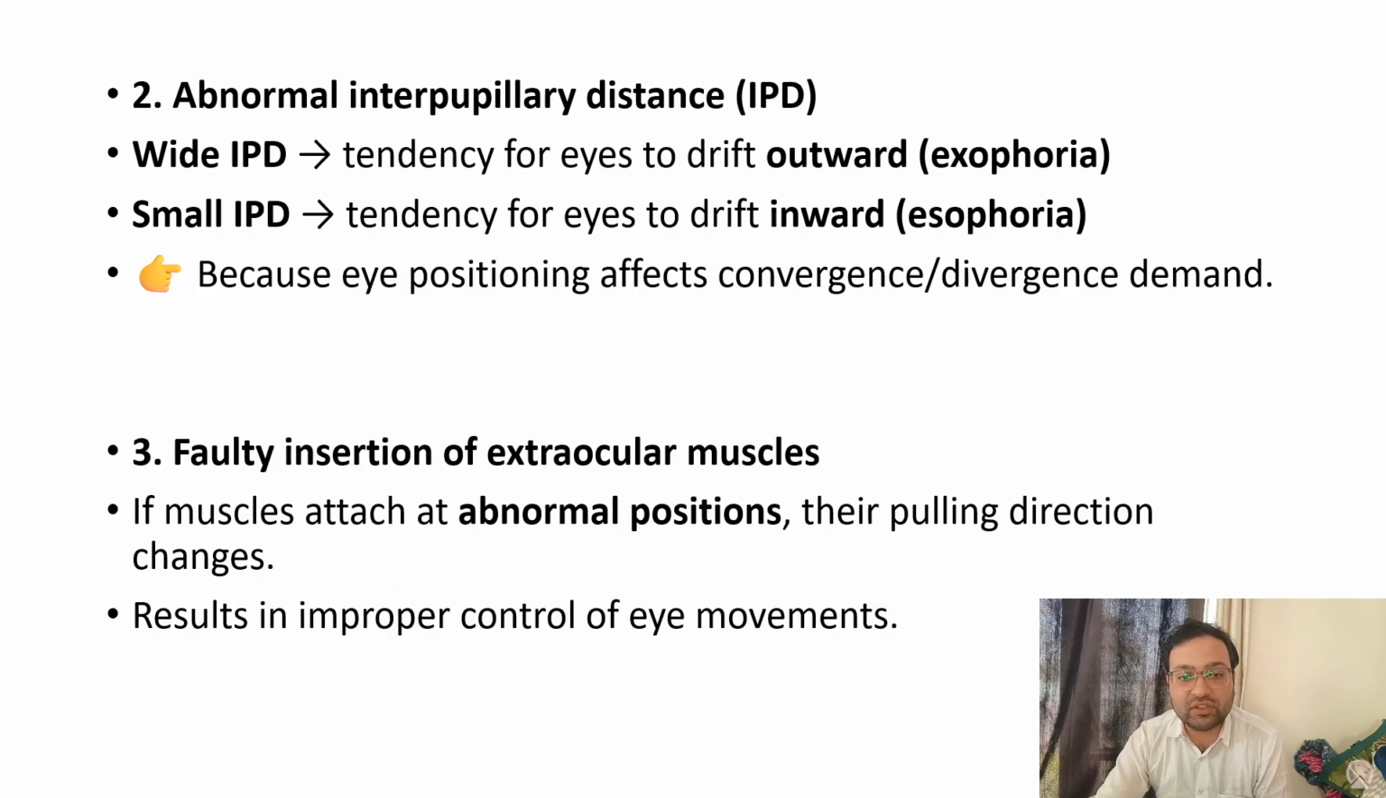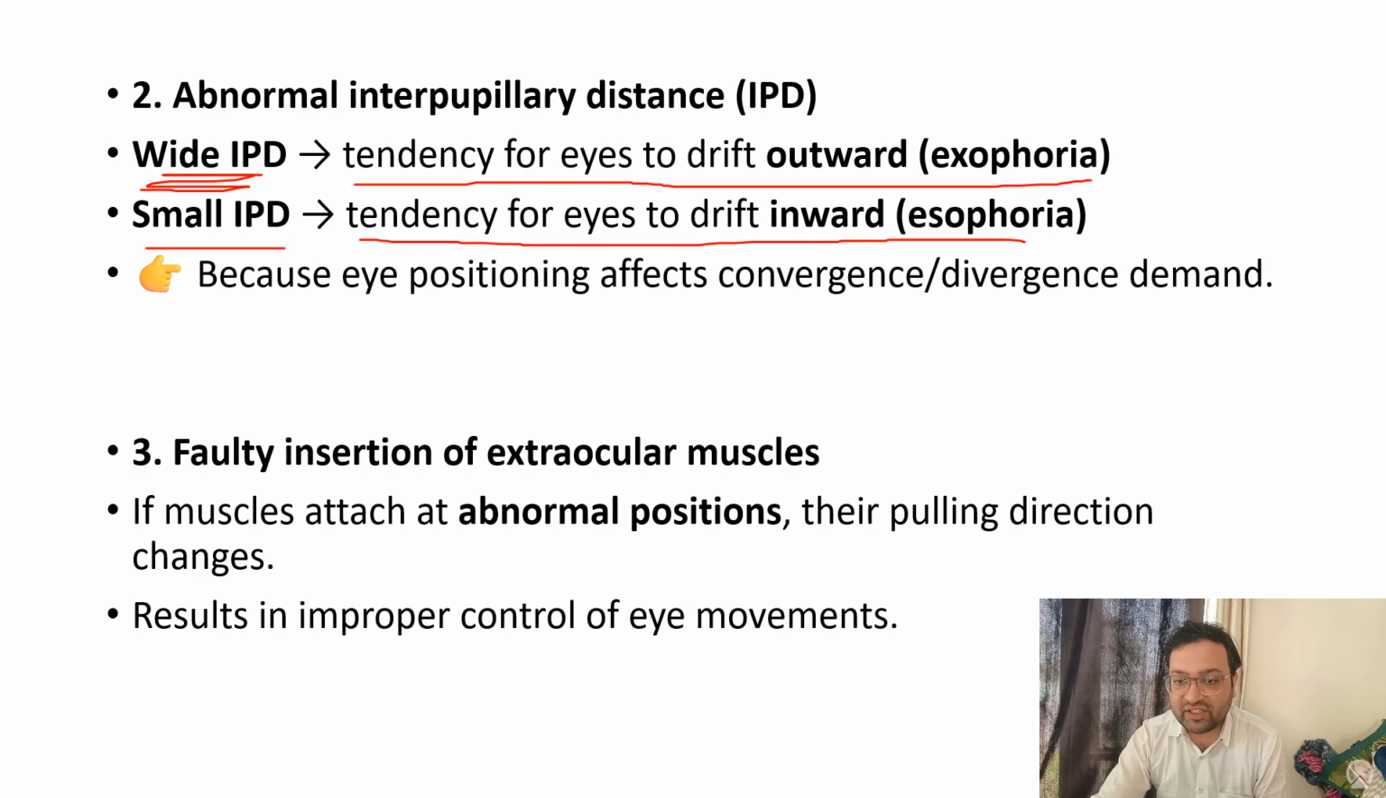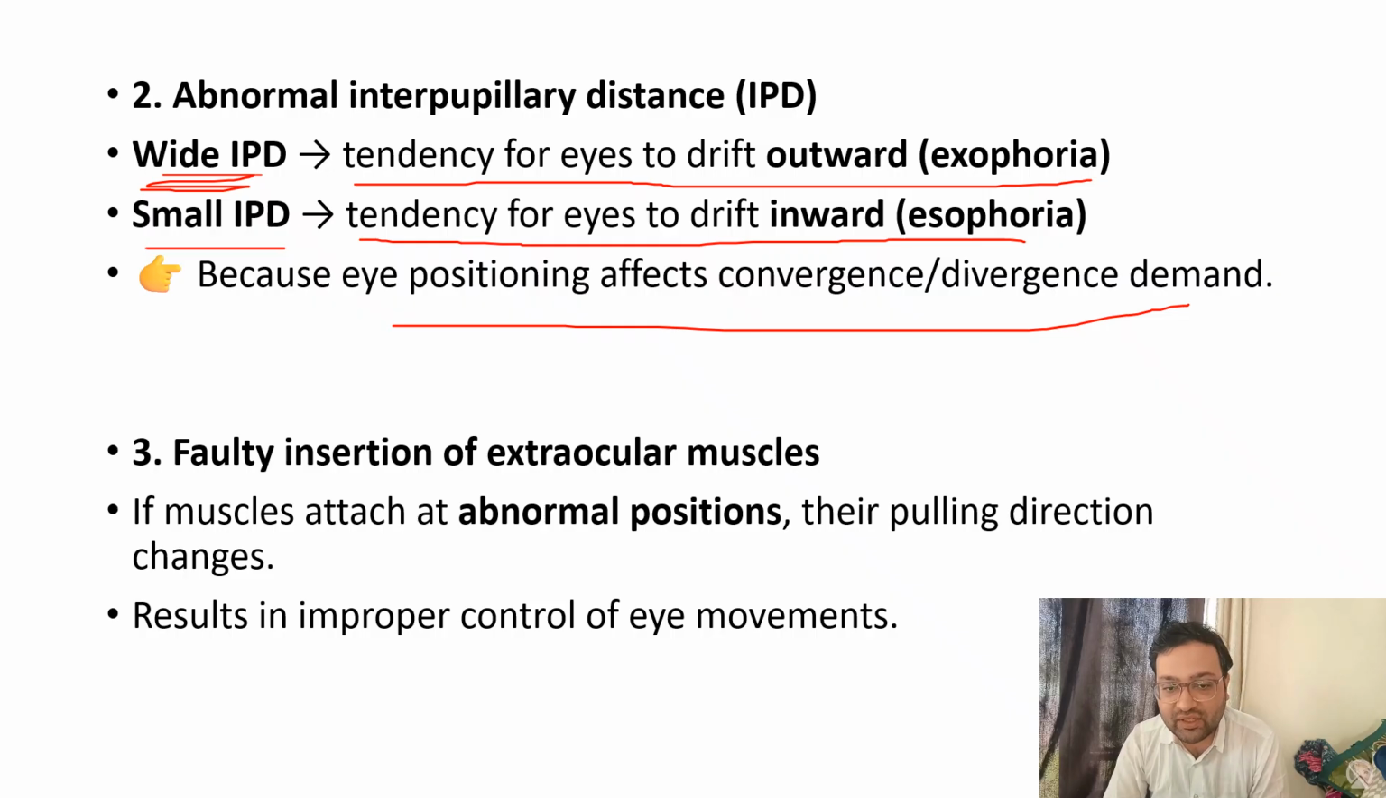Coming on to number two, that is the abnormal interpupillary distance. If there is wide interpupillary distance, there is a tendency for the eyes to drift outwards, which is known as exophoria. If there is a small interpupillary distance, the tendency for eyes to drift inward increases, which is known as esophoria. Because eye positioning affects convergence and divergence demand, abnormal interpupillary distance is very important.